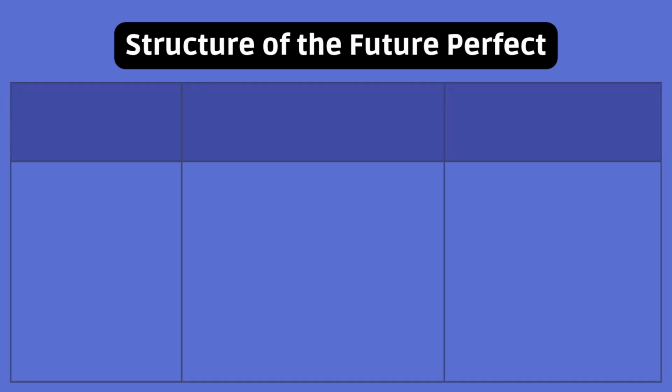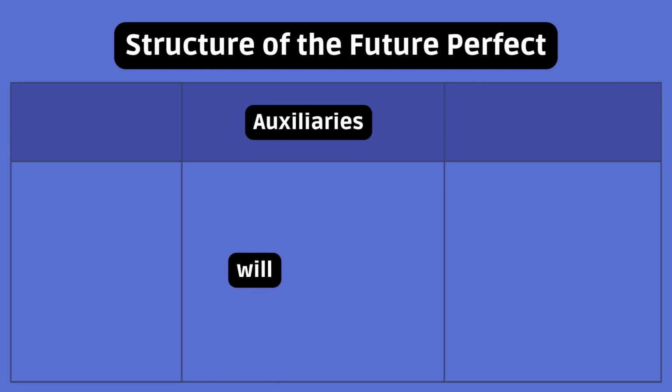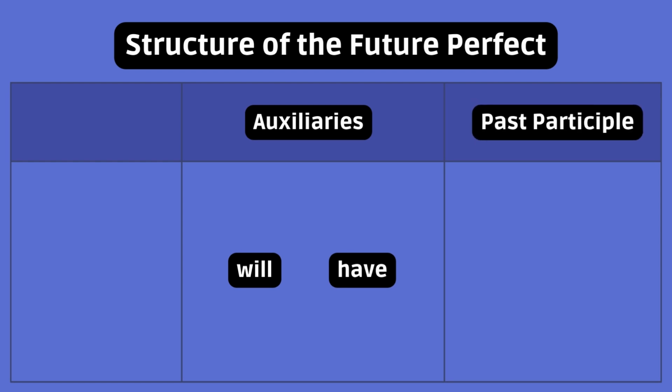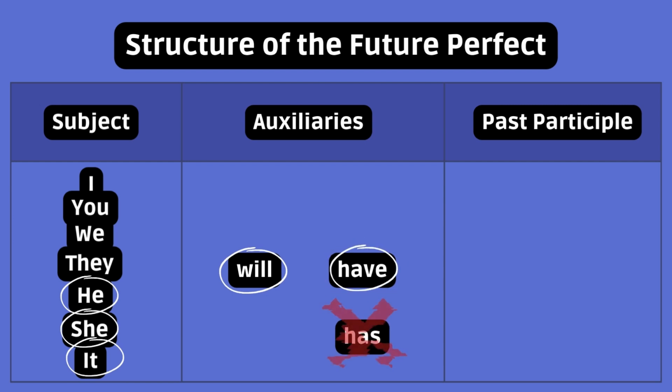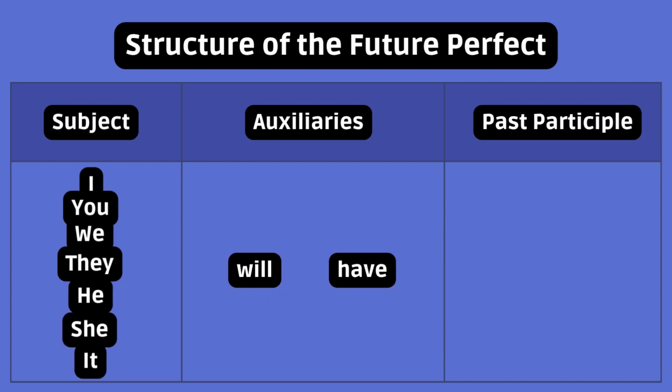Structure of the future perfect. Okay, the future perfect consists of three words, two auxiliaries, will and have, and a past participle. Regardless of the subject, the first two words are always will and have. Easy to remember. So it's totally okay to see he, she, it, plus will, plus have. No has in the future perfect. Never ever. That means verbs have a single form for all subjects.